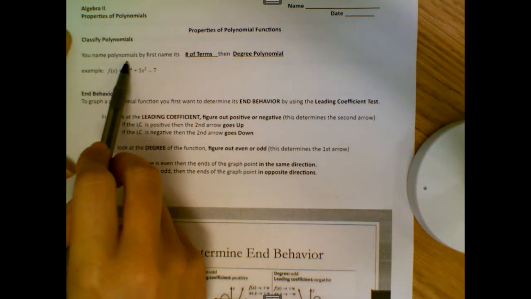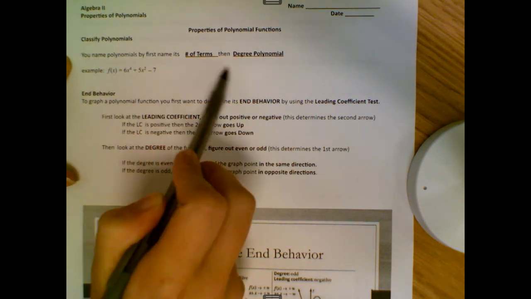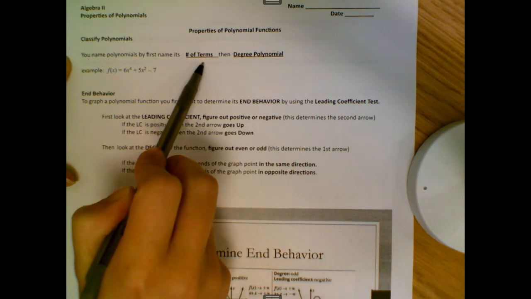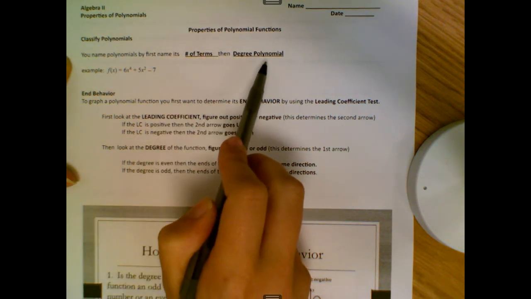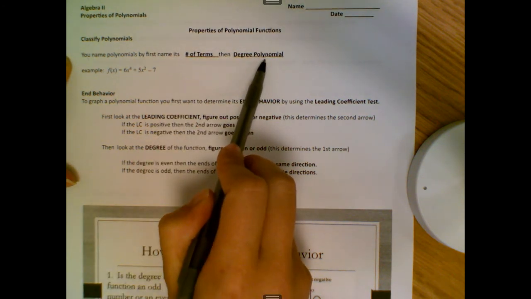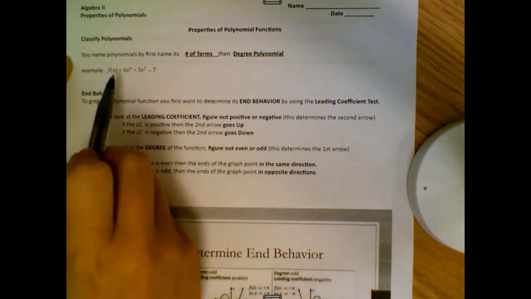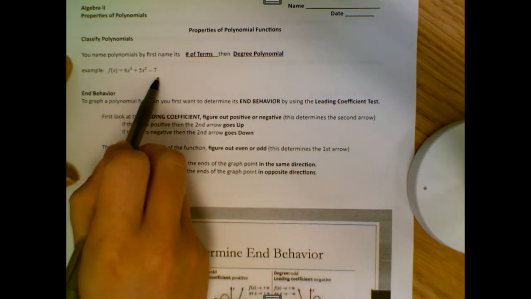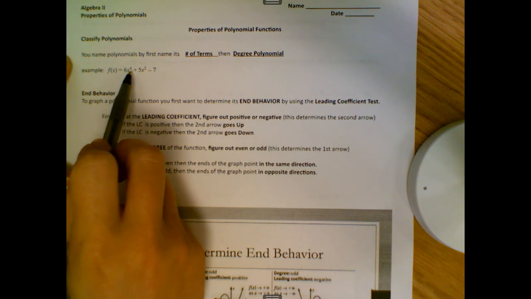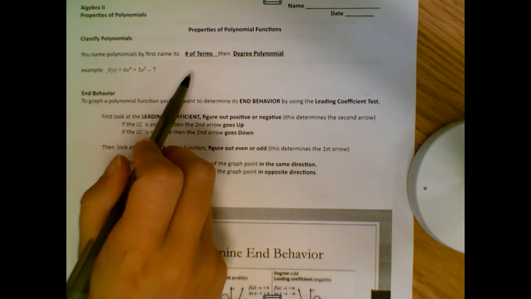We are going to name the polynomial. It's going to have a first name and a last name, and the first name is going to have to do with the number of terms. And the second name is going to be about the degree of the polynomial. So right here, you see that this has 3 terms, and its highest degree is 4. So this is how we're going to name it.